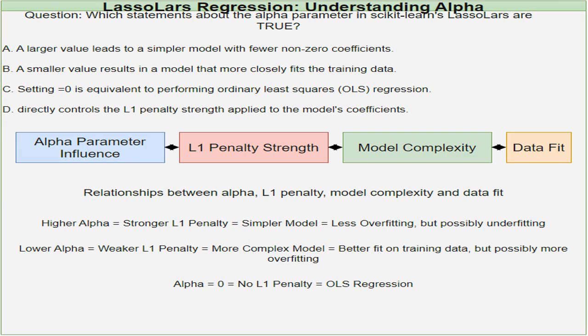I find it pretty intuitive that stronger penalties generate simpler models, which in turn lead to less precise fits to the training data. This shows the opposite end of the spectrum. When the alpha is lower, the L1 penalty is weakened. This results in more complex models that fit the training data more closely. I have to be careful with this, though, as it could lead to overfitting.